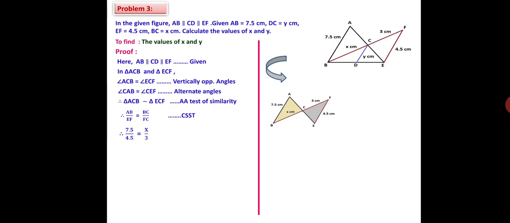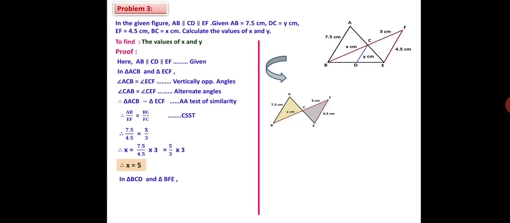Therefore, you can write AB upon EF is equal to BC upon FC, that is corresponding sides of similar triangles. Therefore, substitute the values: 7.5 upon 4.5 is equal to x upon 3. Then you are getting x is equal to 7.5 into 3 upon 4.5, which will be 5 upon 3 into 3, that is x is equal to 5. So in order to find out the value of x, you are considering these two triangles.